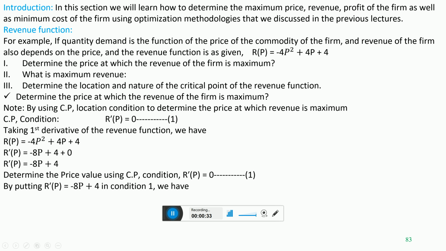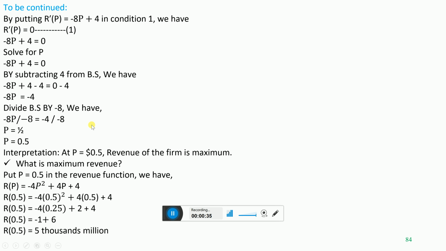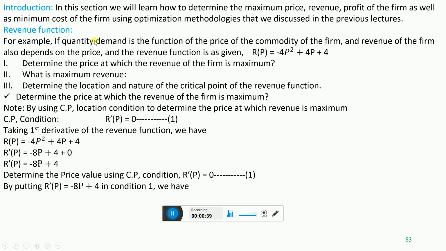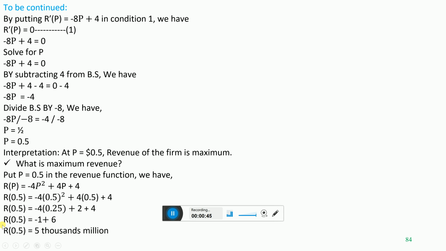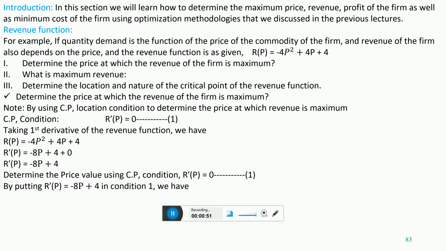We find that price. This P is equal to 0.5. And in the previous lecture, we also found the maximum revenue at P equal to 0.5. This is the maximum revenue, 5,000 billion, of the revenue function. So in the previous lecture, we discussed these two parts of the example.